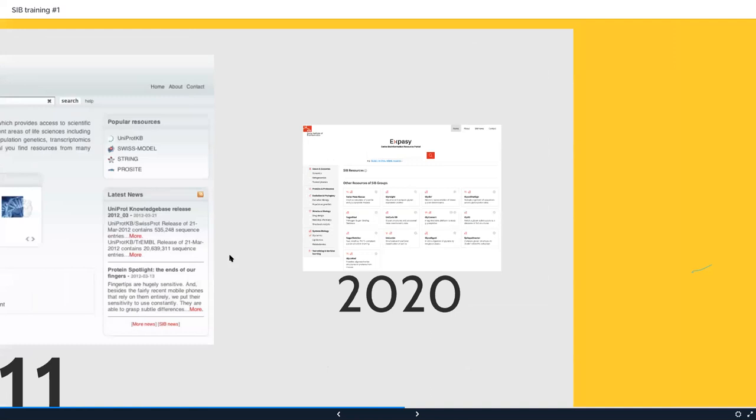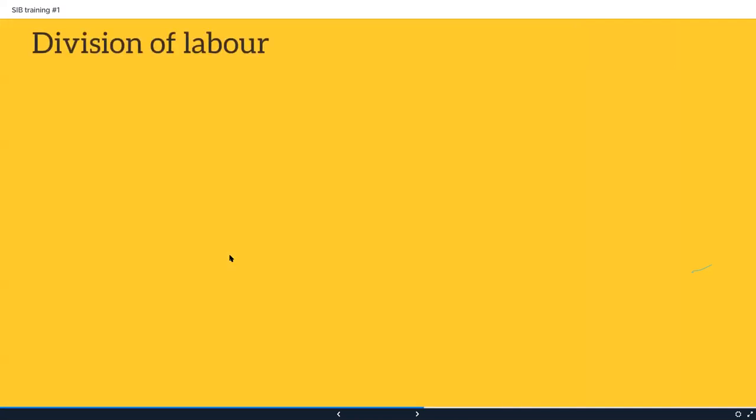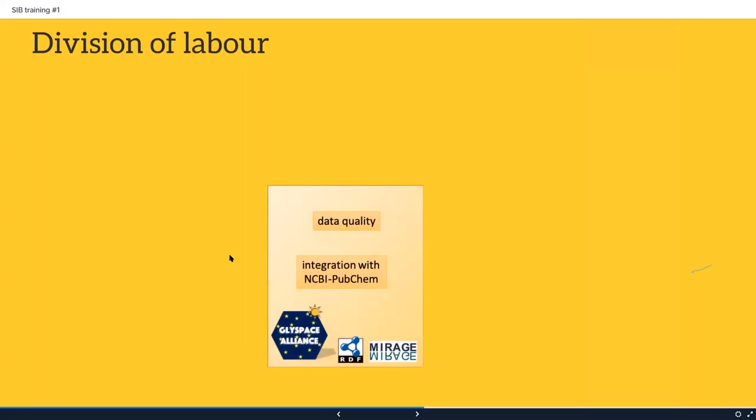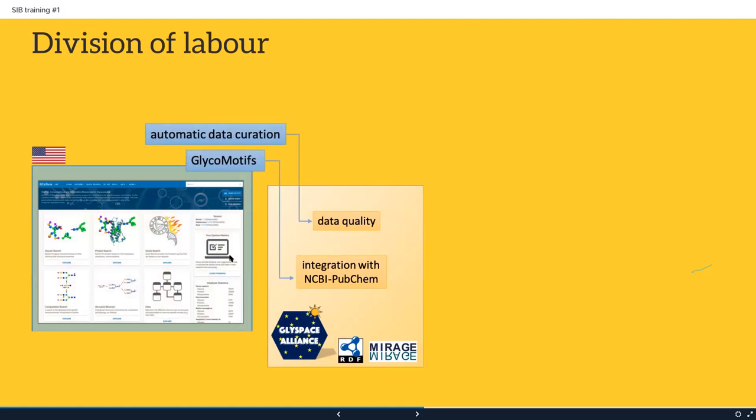So this is really the landscape, and we have a certain division of labor. We are all concerned by data quality. We are also concerned by the integration of information. So at NCBI, but in any case at EBI as well. So we have respective specialties, and the specialty of the American site is going towards automatic data curation. They also developed a glycomotif database based on our contribution. Also, we had one, but they sort of centralized it.